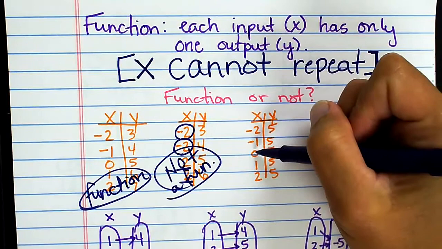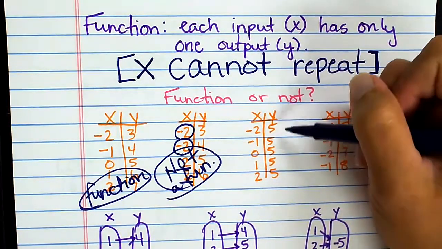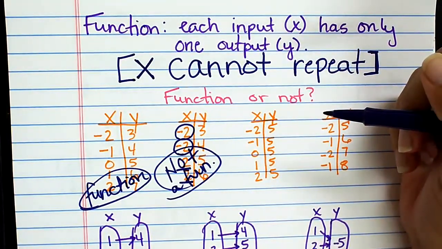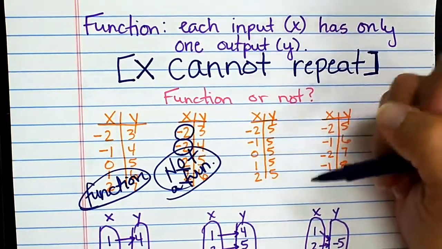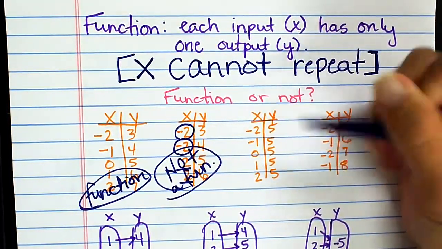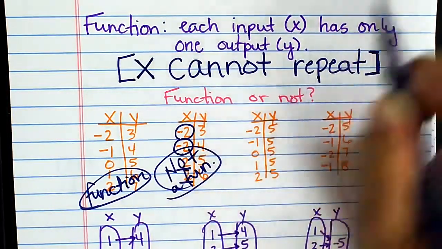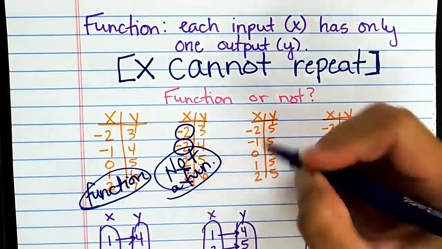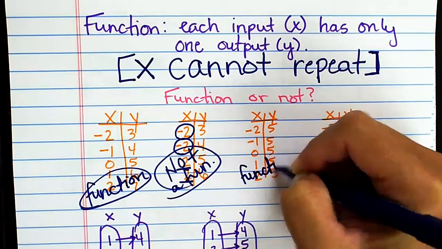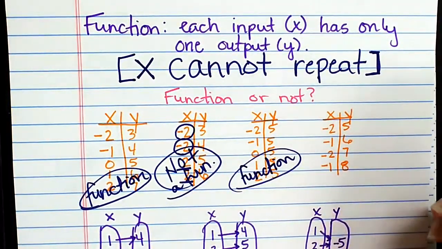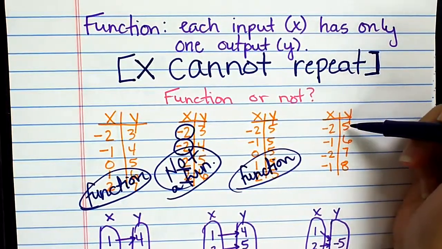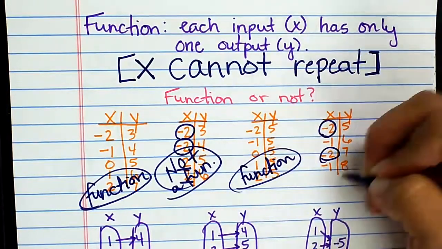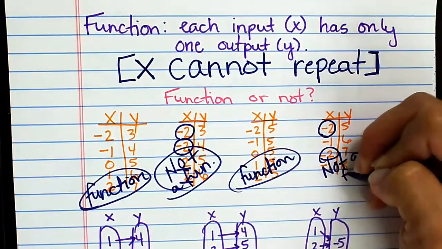Okay? Here we have negative 2, negative 1, 0, 1, 2. It's looking good. X is not repeating. Notice the y column, though. Y is 5 every single time. This is okay. It's okay for y to repeat. Only x cannot repeat. So because every input is paired with only one output, this is a function. Okay? And this last table, we have negative 2 paired with 5, negative 1 paired with 6, negative 2 paired with 7. I see that this is repeating, so I know that this is not a function.